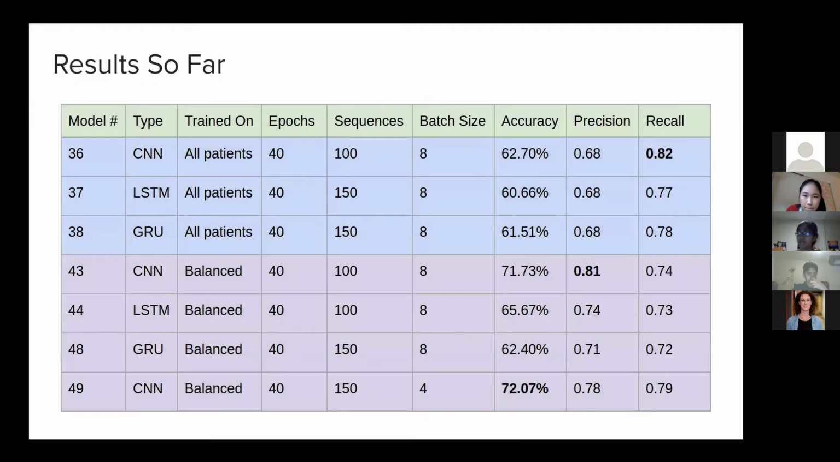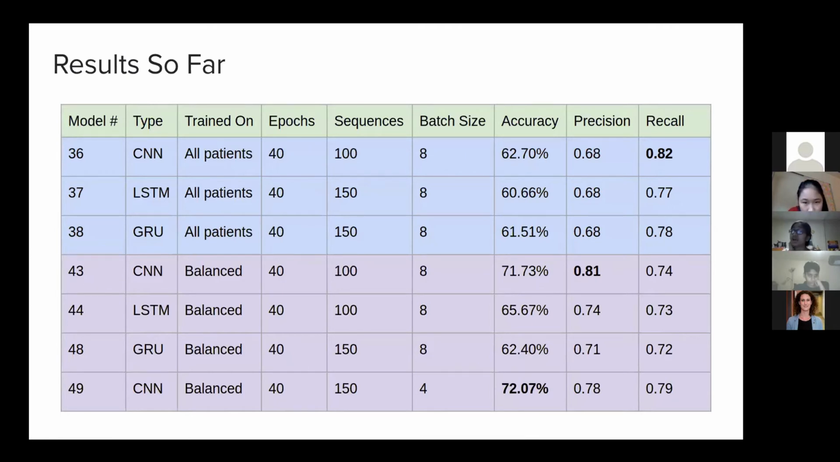We don't need to go through this entire table, but this is sort of what results will look like for these models. As you can see, there are a bunch of models, and we train them on various types of data. Sometimes we use all patients, and sometimes we use balanced patients. That means taking some healthy patients and diseased patients, and letting the model infer from both of them. Training for 40 epochs is a good number of epochs to train for. And then we have sequences and batch sizes.